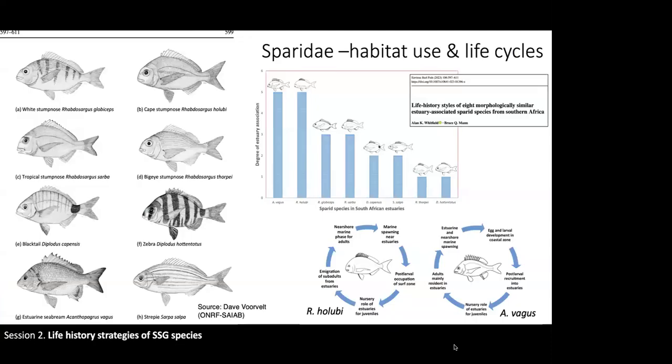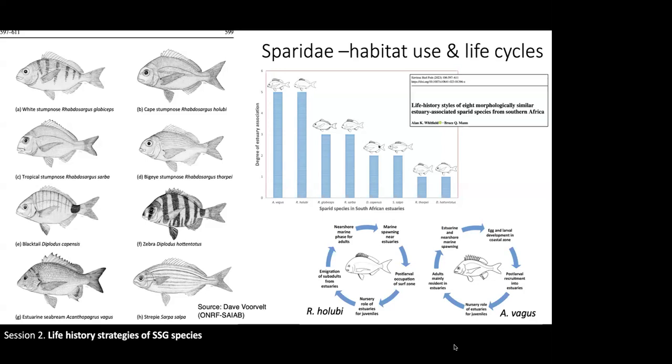A final example of diverse use of habitats and movements for spawning comes from the Sparidae, the bream, sea bream, and this is shown here in these graphics from a recent paper comparing 8 sparids from South Africa by Whitfield and Mann, and you'll be hearing from Bruce Mann in session 4. Firstly, we can see in the top graph that the 8 species fall into 4 groups in terms of their association with estuarine habitat. And some of these differences are within genera.